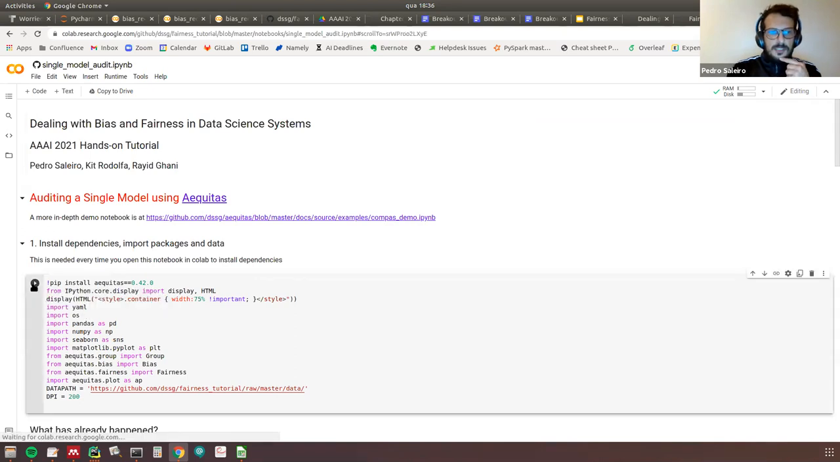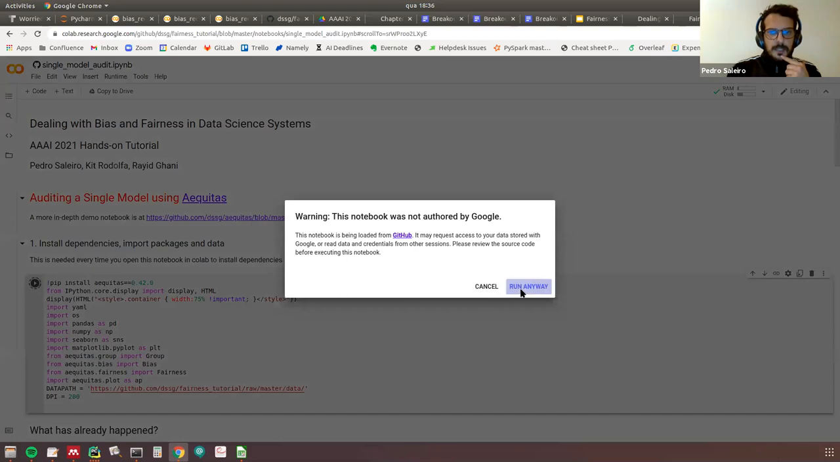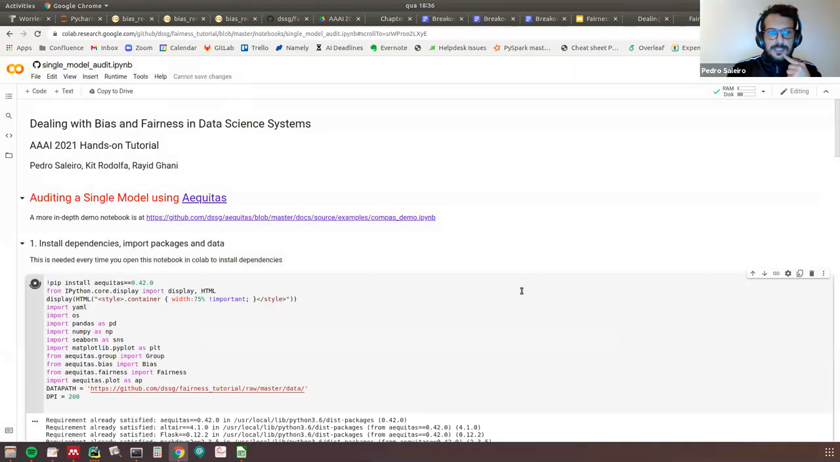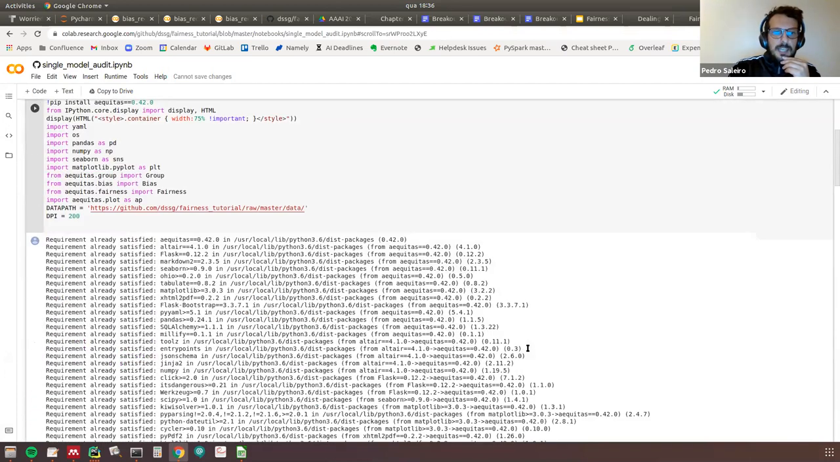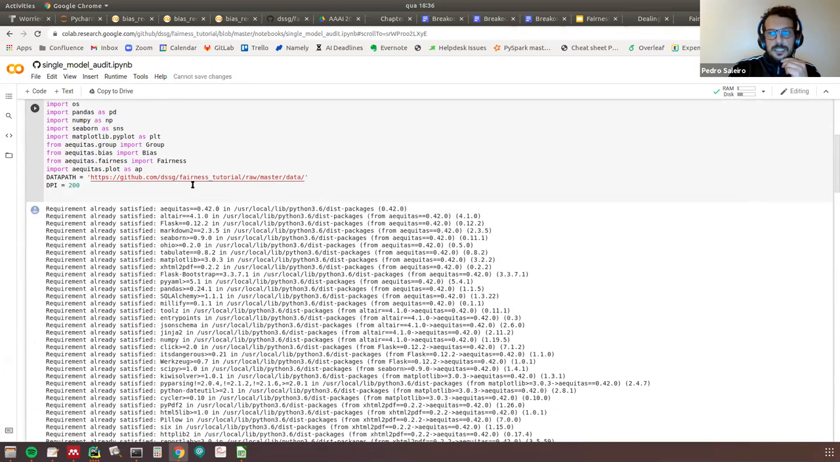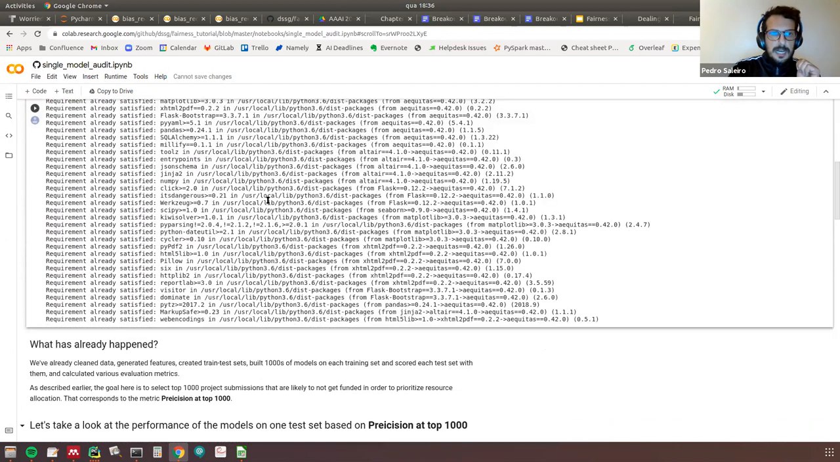So we'll start with installing Equitas. I don't know why, but CoLab doesn't support Equitas by default. We need to talk with Google. Then we have a link to the data path of this already processed data that we created, tailored for this tutorial, which is in our GitHub from the tutorial. It's all available to you.